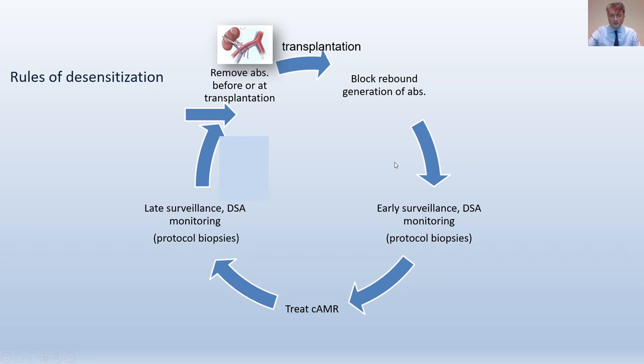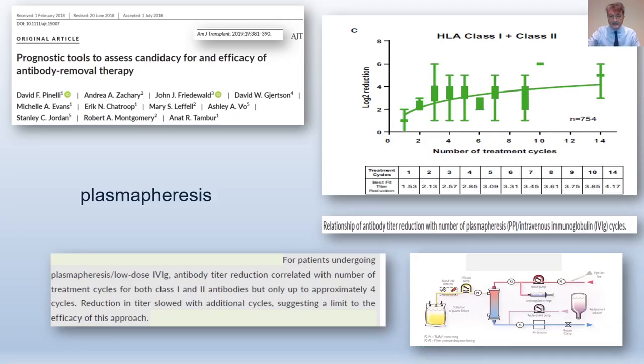When we want to desensitize the patient, of course, we can try to do it before transplantation or at the time of transplantation. But the major problem is that there is a rebound. So even if we are able to remove and then give the drug, which is aimed to block the generation of new ones, most of the patients will come back with new DSAs. So ongoing surveillance is mandatory. To remove the antibodies, we can use plasmapheresis followed by IVIG given in high doses, which is 2 grams per kilo.